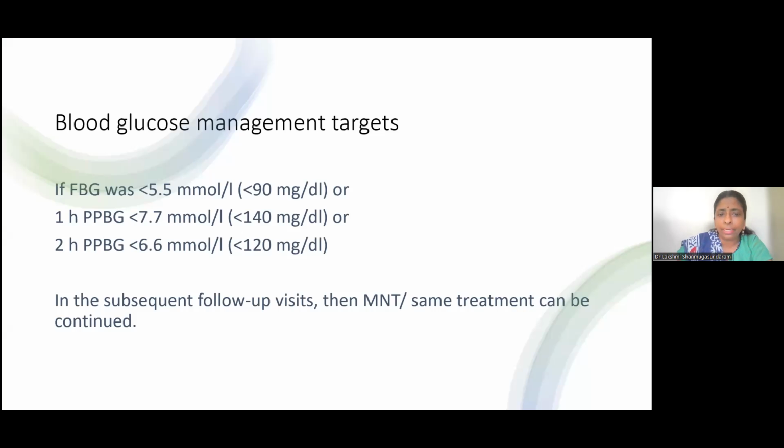And we already looked at the target values where we want a 1 hour to be less than 140 and a 2 hour to be less than 120. I think it's important we recognize that the 1 hour and the 2 hour values are different, because in the UK, we have now moved to doing all the tests as a 1 hour. Though we still do the diagnostic test as a 75 gram GTT in the UK, for management we do only a 1 hour postprandial.